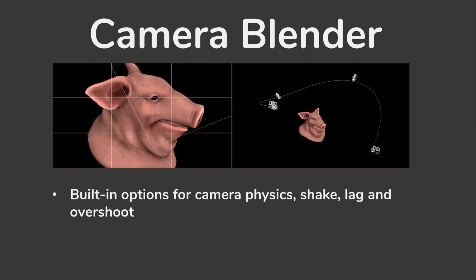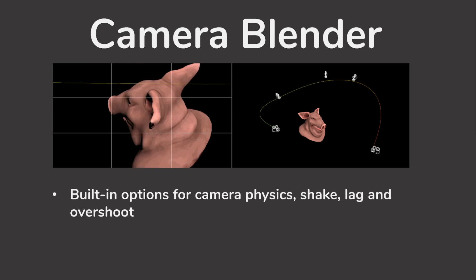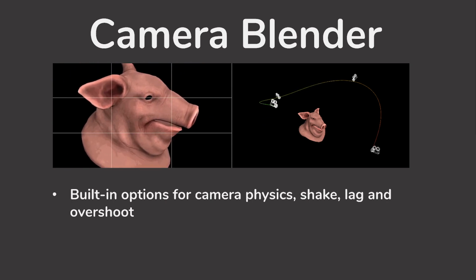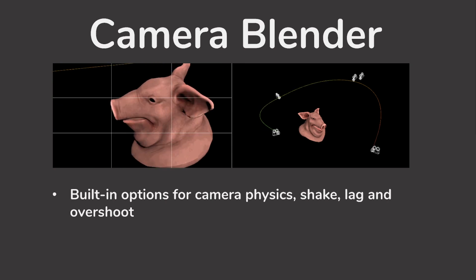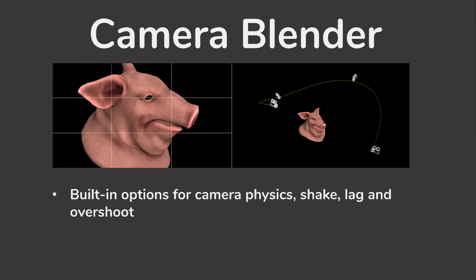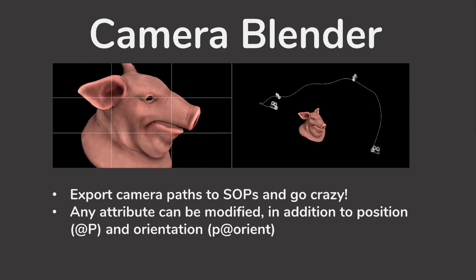The camera blender has built-in options to add camera shake, procedural lag and overshoot, channel filtering, and even simple physical simulation. You can use these to help smooth out difficult paths or to add visual interest for a more cinematic look. The real fun starts when you export the path.